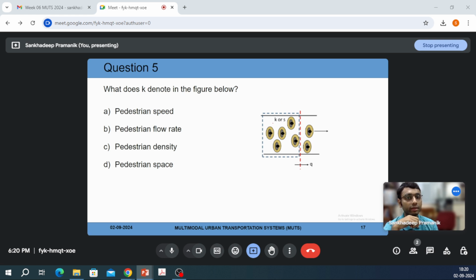What does this K denote in the figure? Pedestrian speed, pedestrian flow rate, pedestrian density, or pedestrian space?